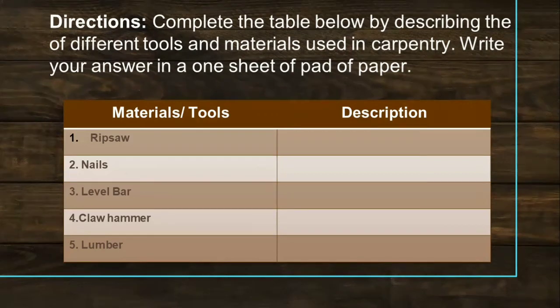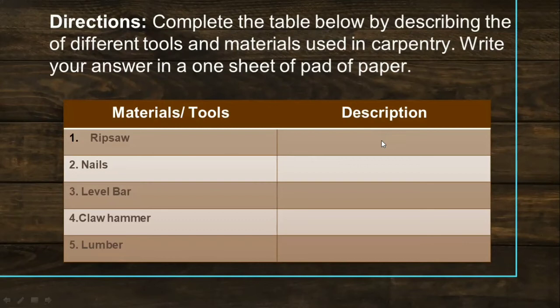Okay. So who could answer number 1? Number 1 is a ripsaw. Who could describe what is ripsaw? Anyone? Permission to speak, ma'am. Yes? So, ripsaw, para sa ako, nagamit ni to cut along the grain, ma'am. Okay. Very good. That's correct.